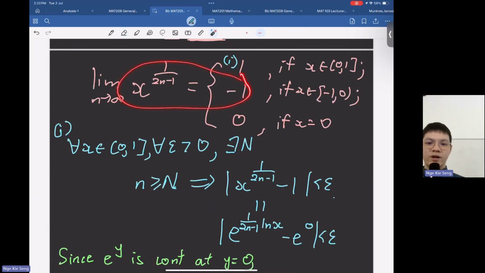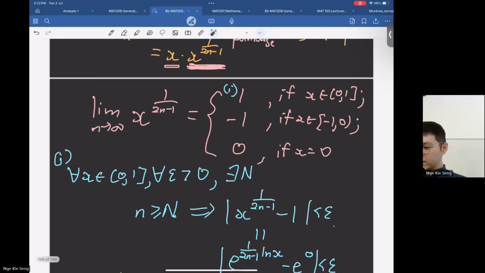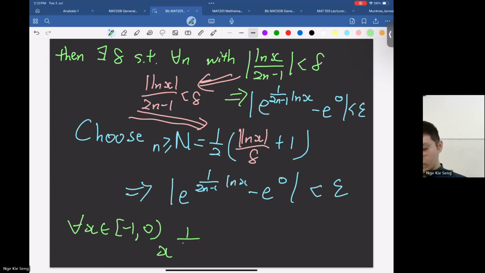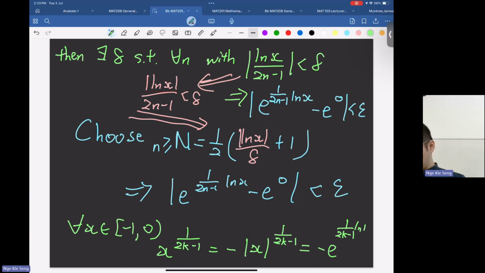Okay, why do I say that this case is similar? What do you consider here? So for points in -1 to 0, what is x to the 1 over 2k minus 1? This is just minus the absolute value of x to the 1 over 2k minus 1. And then what is this? This is minus e to the 1 over 2k minus 1 ln absolute value of x.